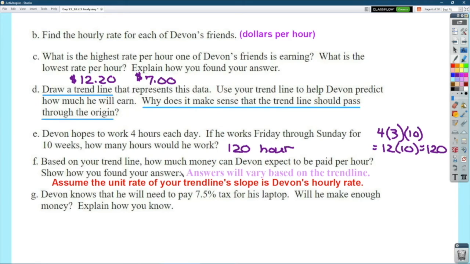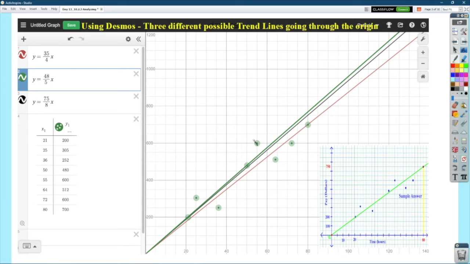Based on the trend line, how much money can Devin expect to be paid per hour? Show how you found your answer. Answers will vary based on the trend line. So I'm going to go back to this item right here, and I'm going to look at 120, and I'm going to follow the line up to find for my different lines here. Now this one here was mine.